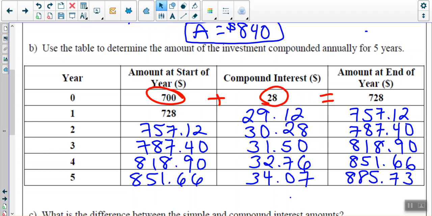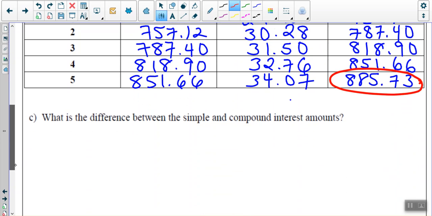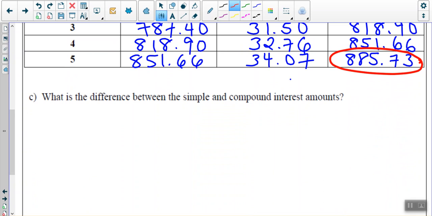And again, comparing the two amounts, you can see simple interest gives you $840, but if you can find a compounding interest rate investment plan, you get an additional $45.73, same length of time, but more interest as a result of compounded and simple interest accounts. So you should be able to answer this question here. What's the difference between those two investment amounts?